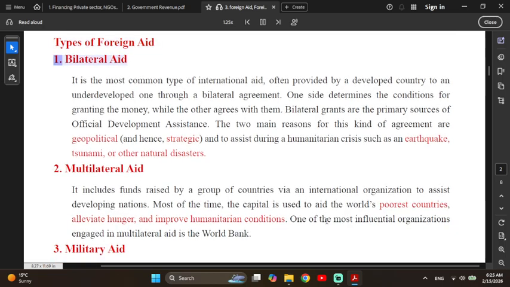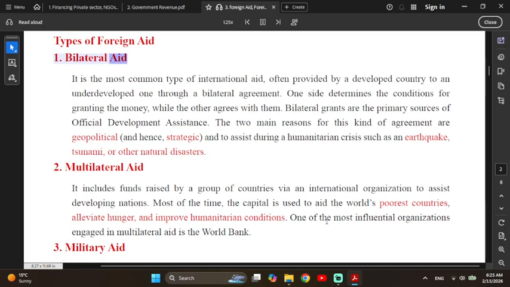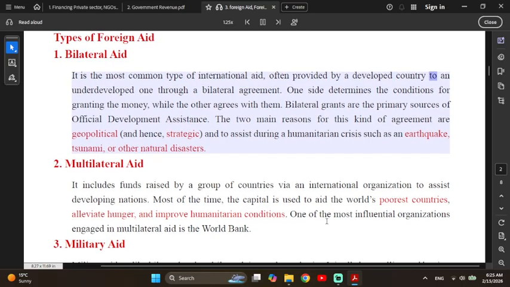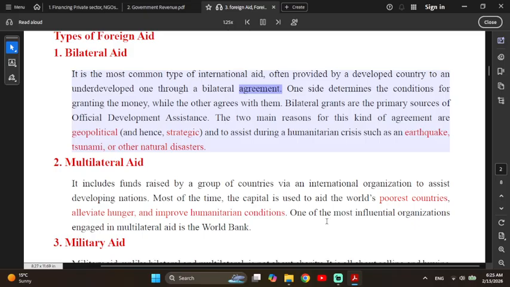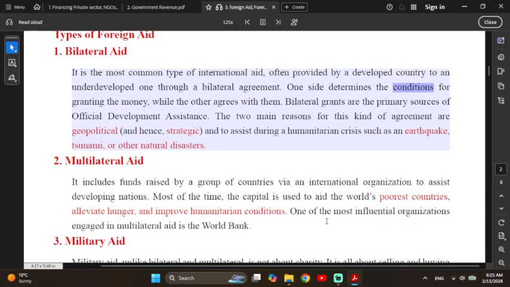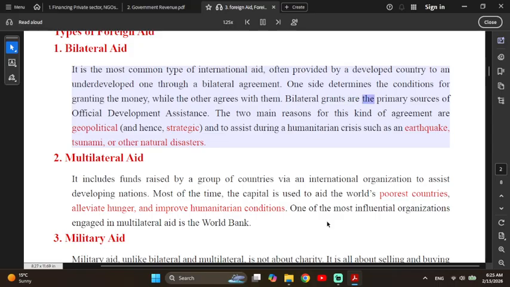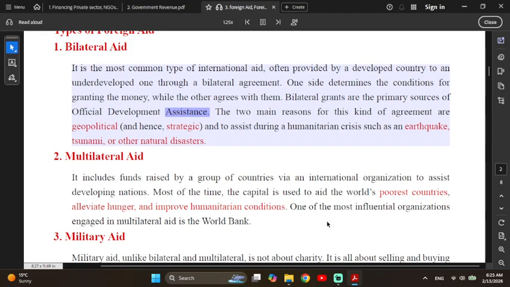Types of foreign aid. 1. Bilateral aid. It is the most common type of international aid, often provided by a developed country to an underdeveloped one through a bilateral agreement. One side determines the conditions for granting the money, while the other agrees with them. Bilateral grants are the primary sources of official development assistance.